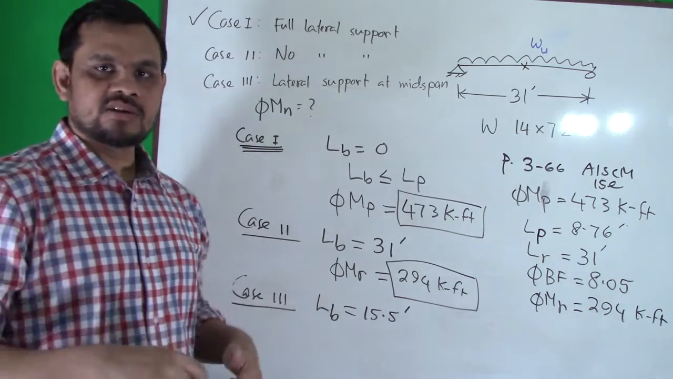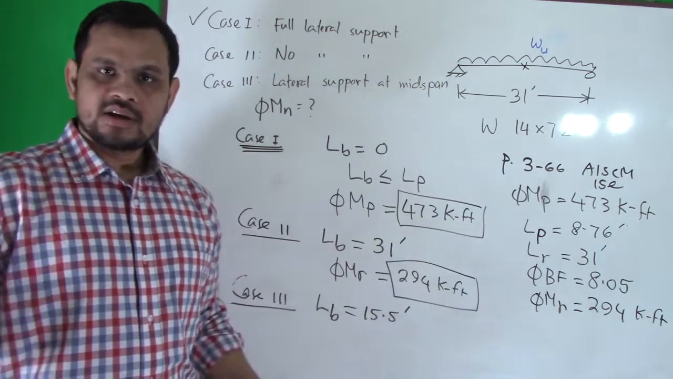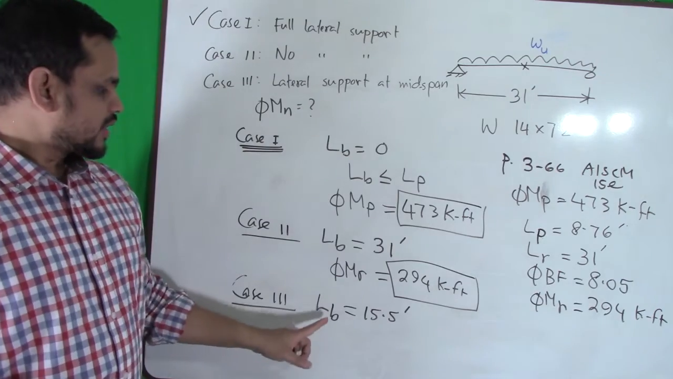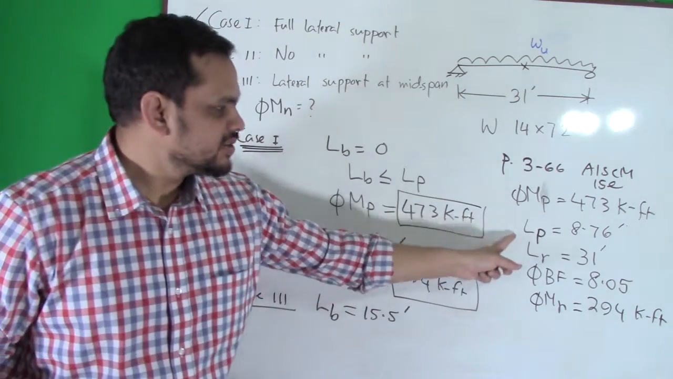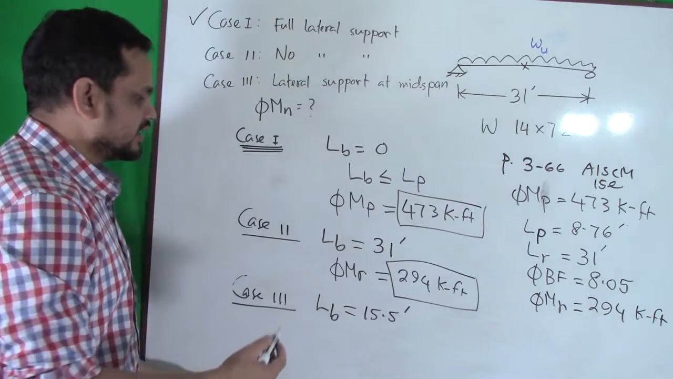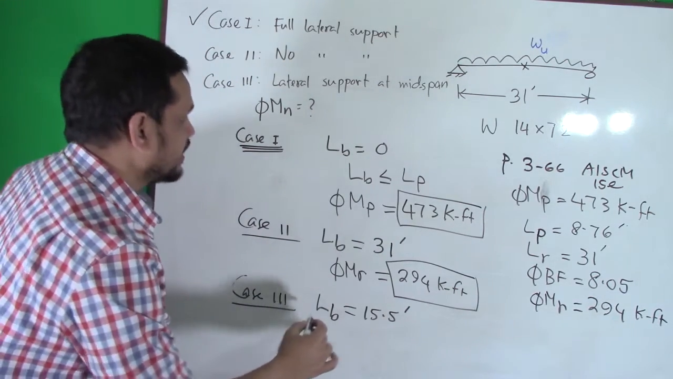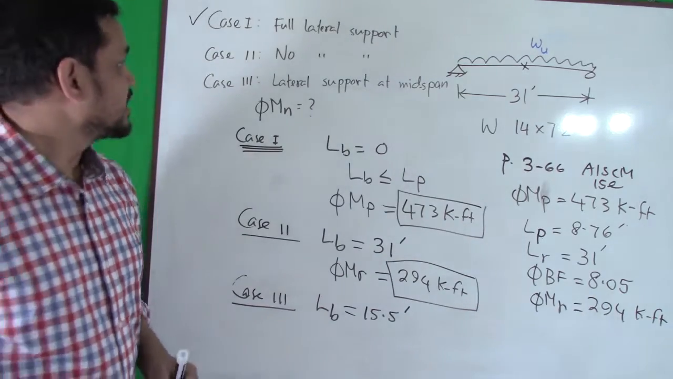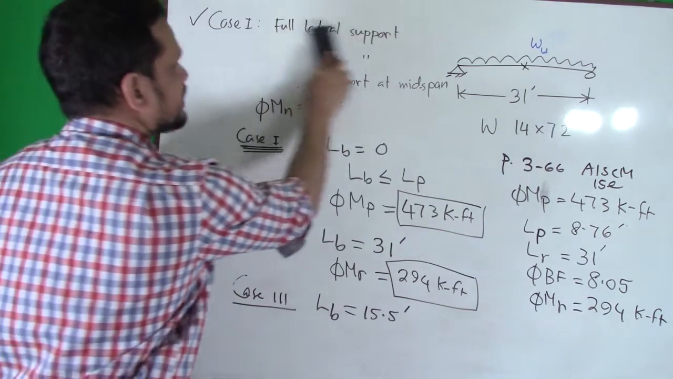LB is our unsupported length. LP is the length we got from the book. Now our LB is in between these two, that means between LP and LR. Then what is our capacity? Okay, let me make some space here.